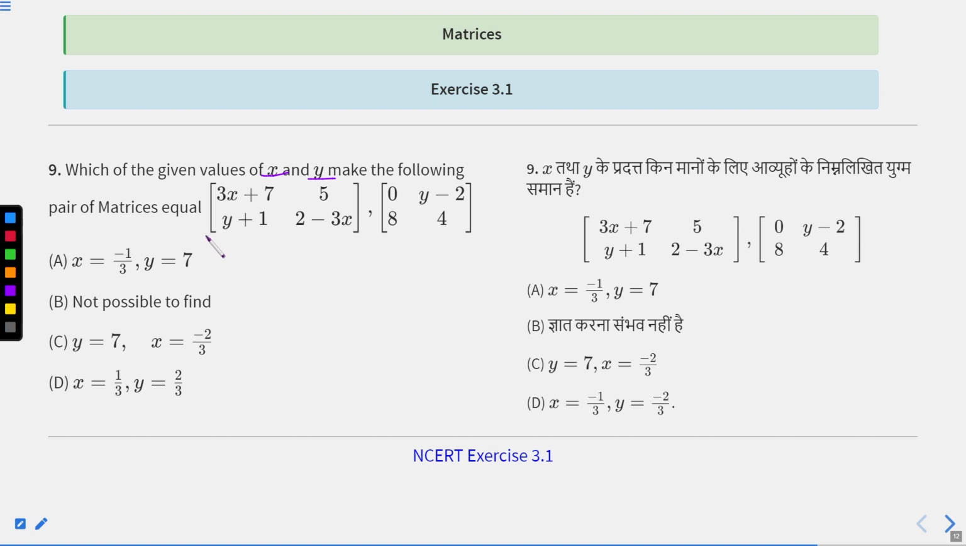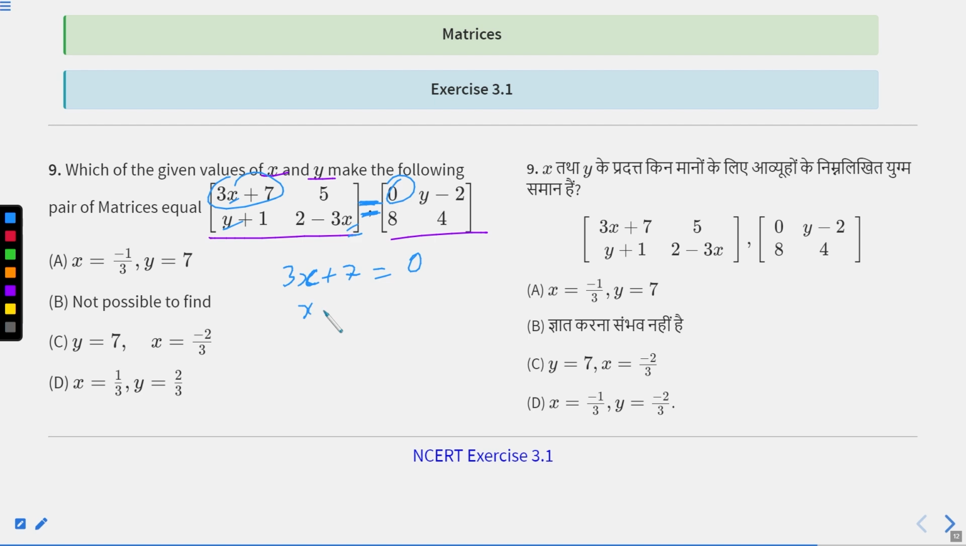Now, which of the given values of x and y makes the following pair of matrices equal? So this and this, both matrices are equal to each other. We have to find such a value of x and y such that both are equal to each other. So suppose they are equal, this means this must be same as this, because in equal matrices we must have corresponding elements equal to each other.